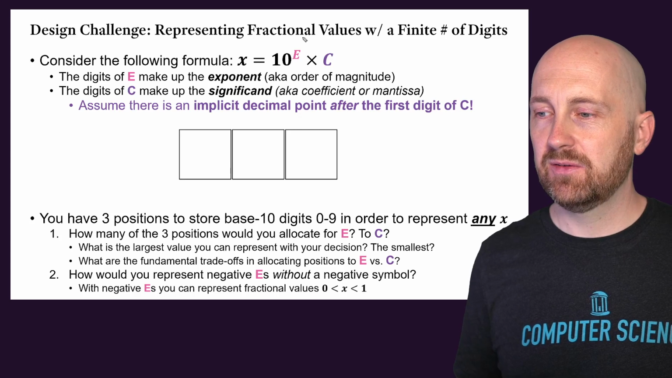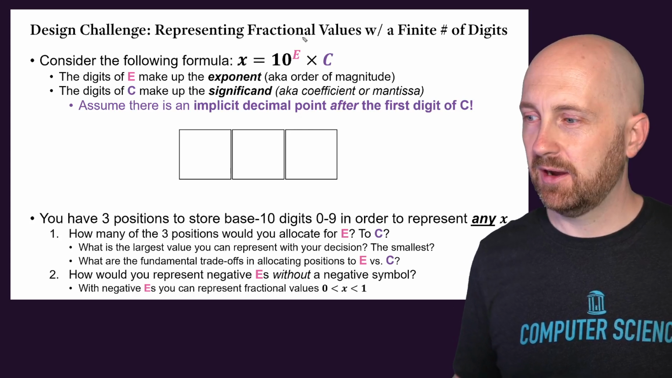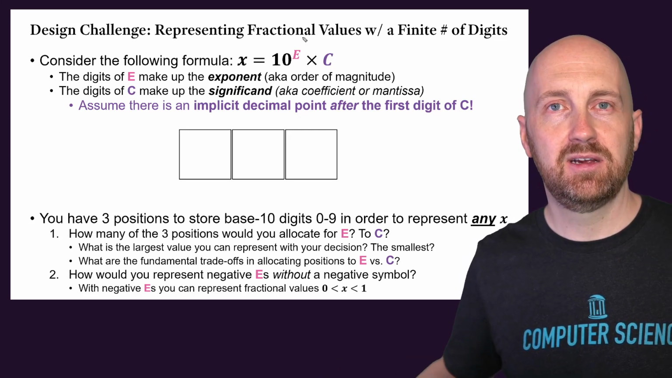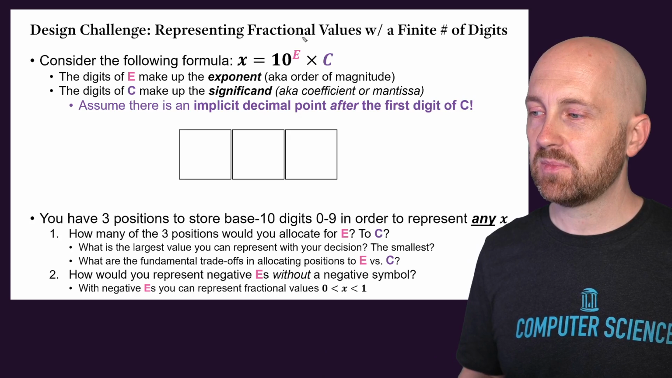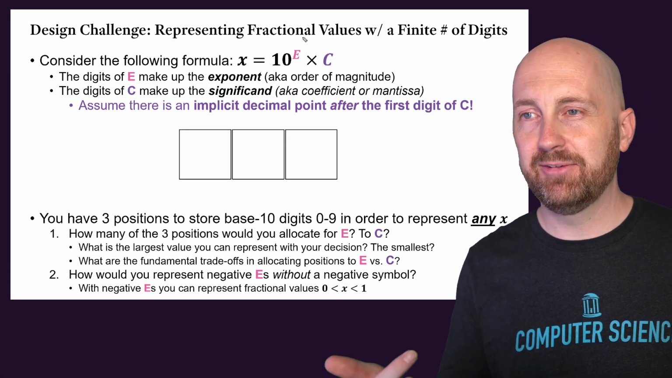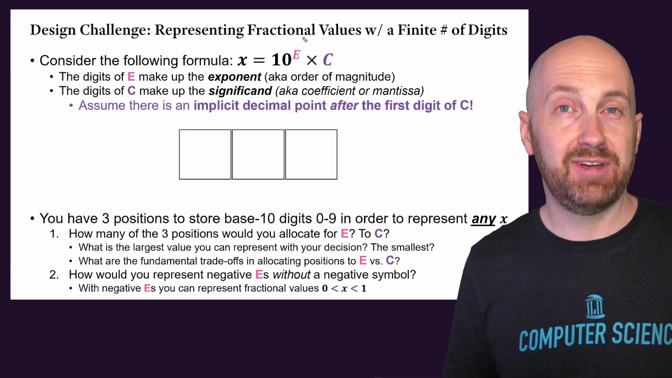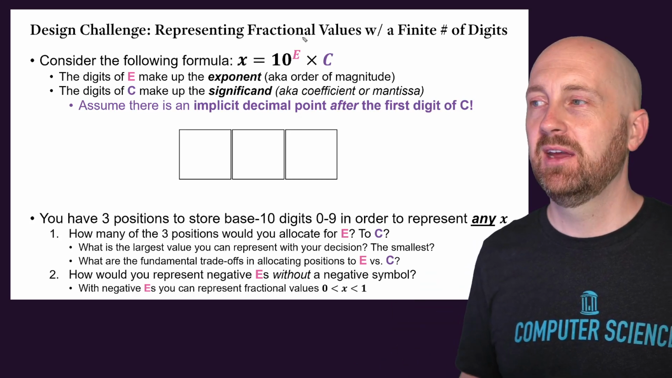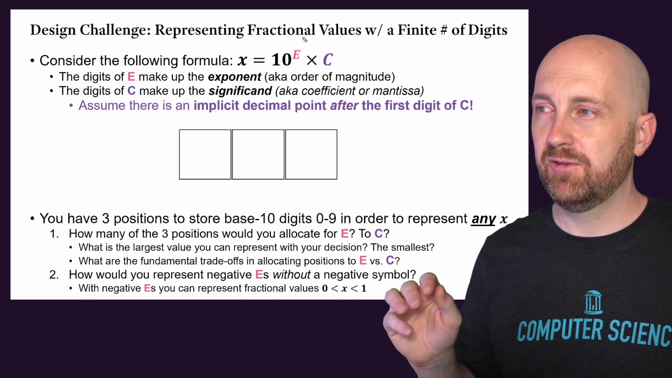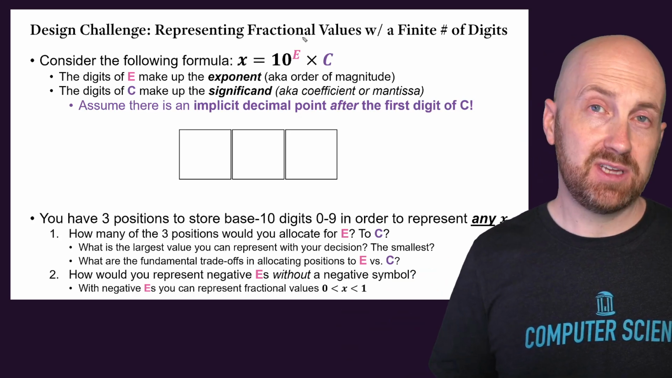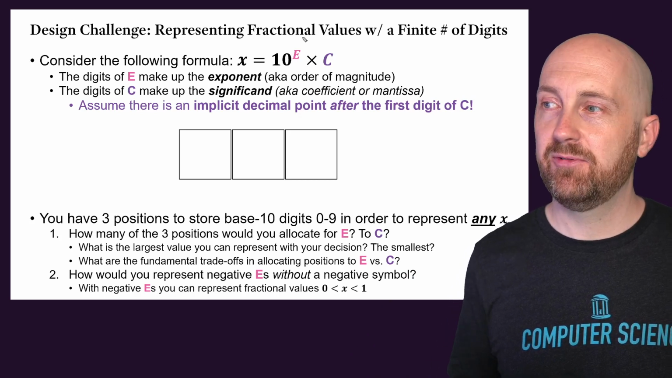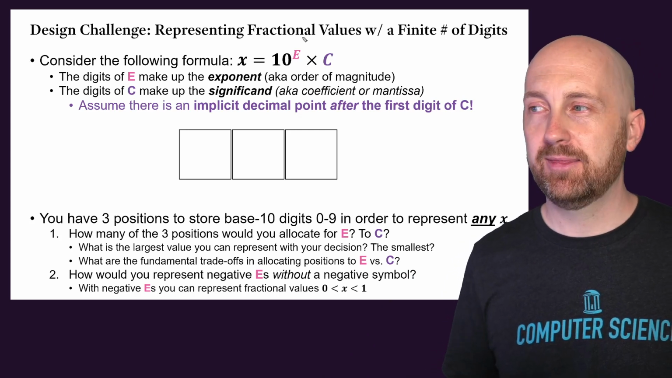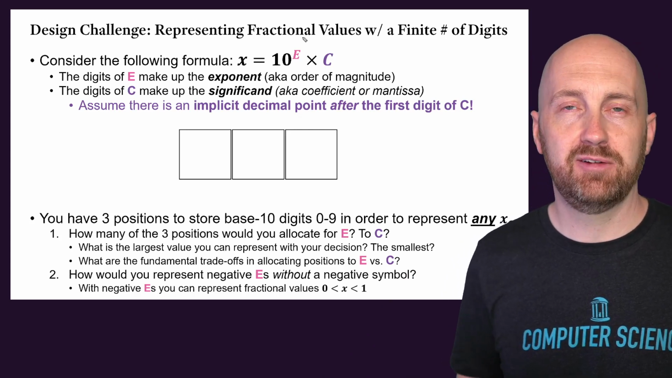With negative exponents, you could represent fractional values that would allow us to specify numbers that were less than 1 but greater than 0. So we're not talking about making a negative number here. We're talking about making a negative exponent. Can you think of a way that with only 3 positions, you could modify this formula to allow some negative powers of 10 for that magnitude or order of magnitude or exponent, while still using this mechanism? And there's going to be a trade-off there as well.